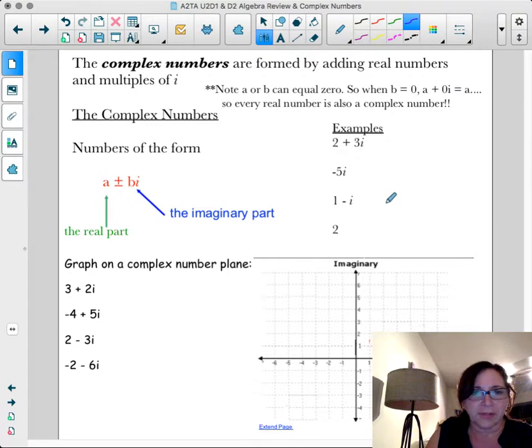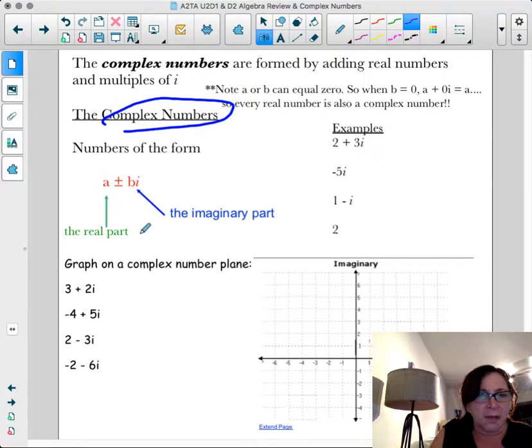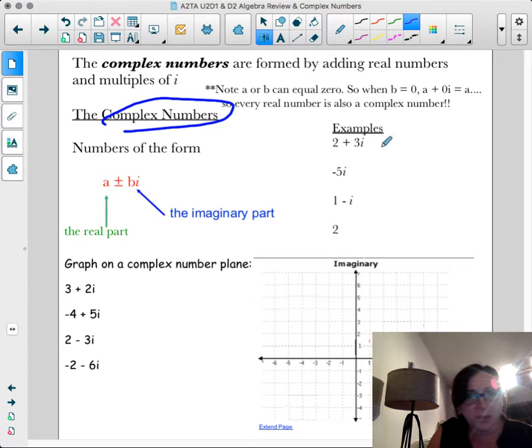Talked about the complex number. A complex number is found by having a real number adding an imaginary part of the number. So we call this a complex number. There's value here. Okay. So with this, all of these are examples of complex numbers. You have 2 plus 3i. You have -5i plus no value, 1 minus i, and 2. This is actually 2 plus no value here for i.